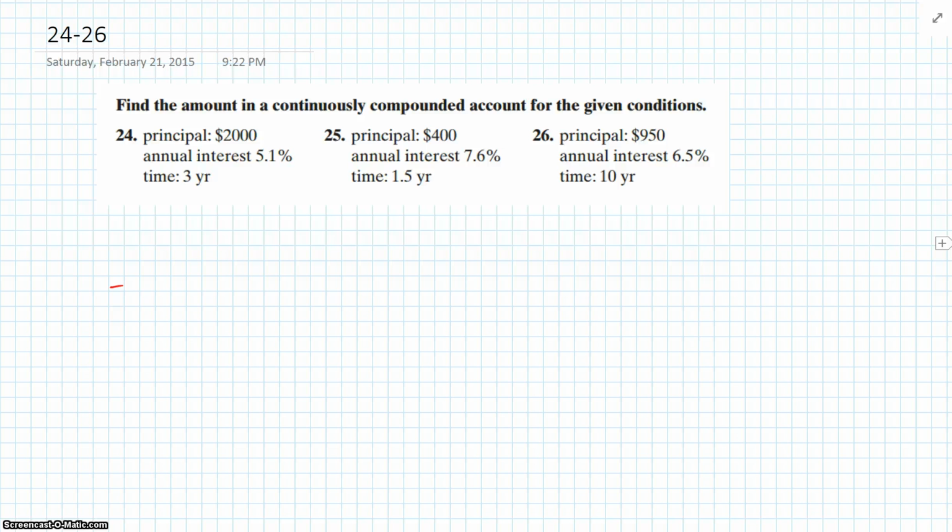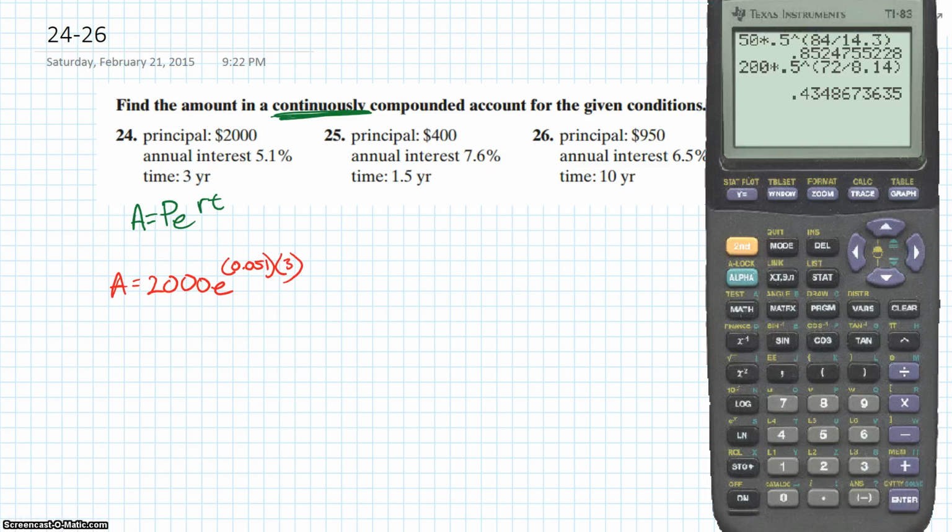Find the amount in a continuously compounded account. So continuously tells us, hey, we're going to use A equals P E raised to the RT power. Okay, so let's look at the first one. A equals, my principal is $2,000. My interest is 0.051. Remember, you got to convert it to decimal, times 3. That's just easy calculator work here.